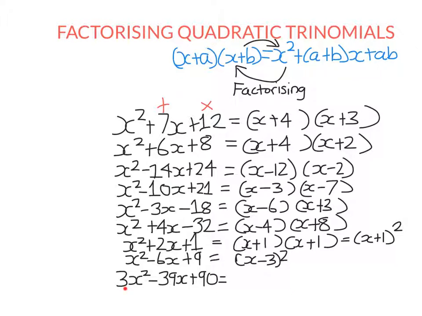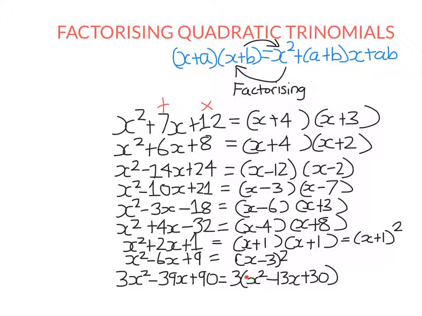3 goes into this, this, and this. So let's take out a highest common factor of 3. So we write that out the front. So then I times 3 by x squared to get the first term here. So what do I need to times by 3 to get negative 39x? And that is, of course, negative 13x. And what do I times by 3 to get 90? Of course, positive 30.